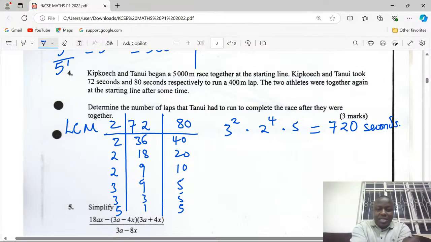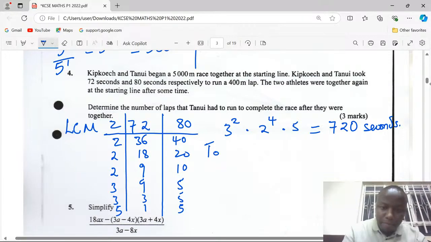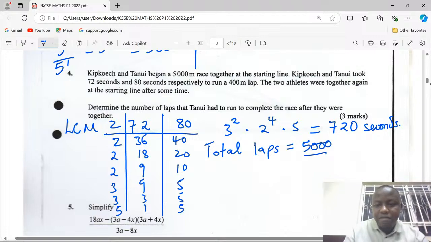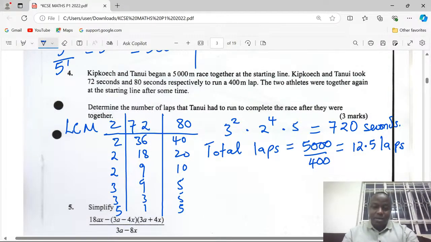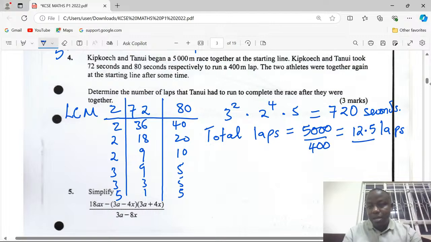So we are supposed to know, when you look at the question, that each lap is 400 meters and we are running a 5,000 meters race. So how many laps are to be run in total? Total laps is going to be 5,000. When we divide by 400, we're going to get a total of 12.5 laps.